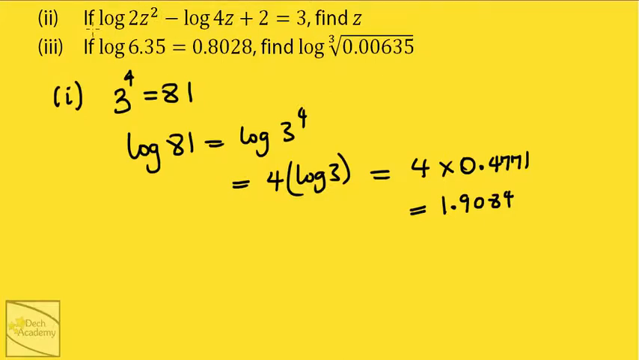In part 2, the statement here is that if the logarithm of 2z squared, so this is one term, minus the logarithm of 4z plus 2 is equal to 3. So if that equation is true, find z.